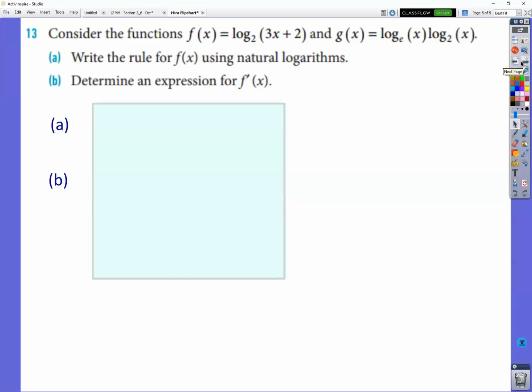Okay, so in question 13, there actually were 4 parts to it. So I did the first 2 parts using f of x, and then you can have a go later on at parts c and d using the g of x.